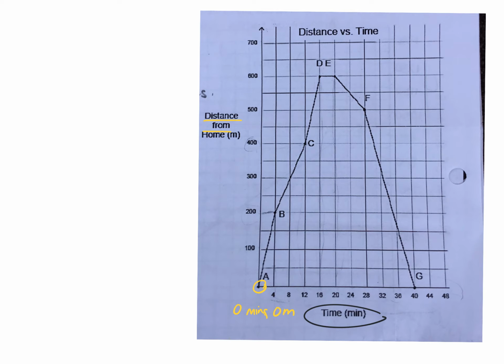Right. After 0 minutes have passed, his distance from home is 0 meters, which means he hasn't left his house yet. Okay? So what's happening from A to B? Let's talk about each segment of the line. So in the first segment, from A to B, what can you tell me about it? Okay, in 4 minutes, he walked 200 meters.